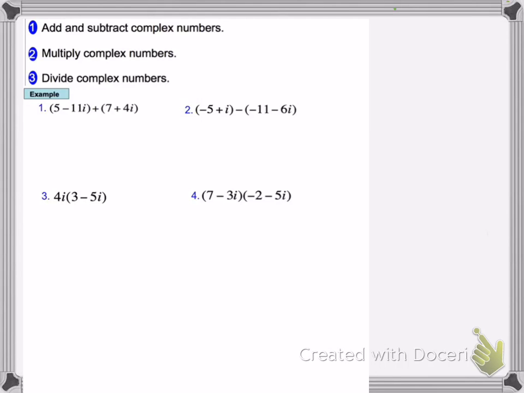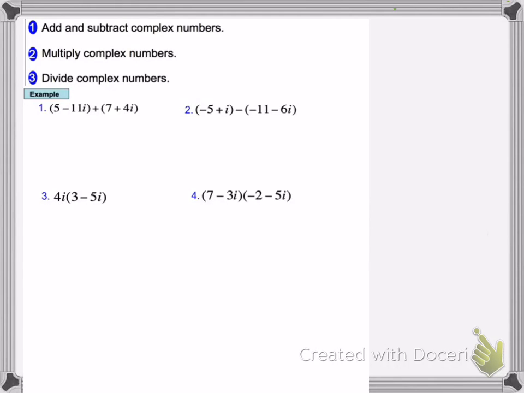Let's get started with our basic operations. When you were in 1st and 2nd grade, you started with adding and subtracting, so that's exactly what we're going to do here. What you have to remember is it's kind of like combining like terms. You have to combine your real numbers together, versus your imaginary numbers or your variables together.